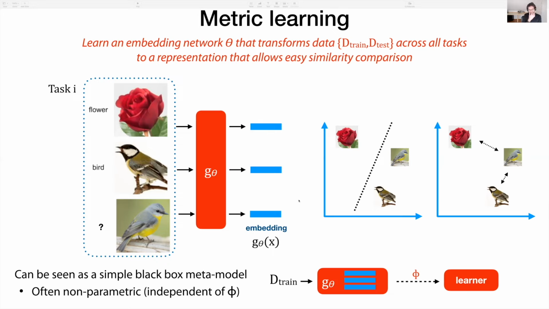If you squint a bit, you can also see this as a black box model, where this model g conditioned on theta produces these embeddings internally, right? And then predicts the model parameters of, for instance, a linear classifier. But of course, this could also be non-parametric like KNN. Okay.